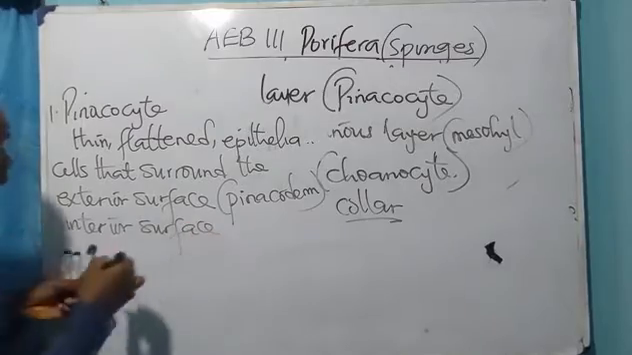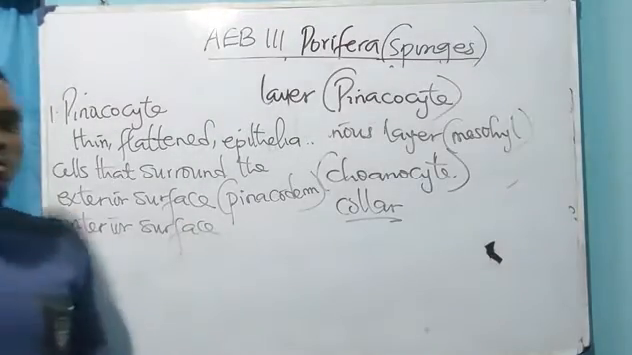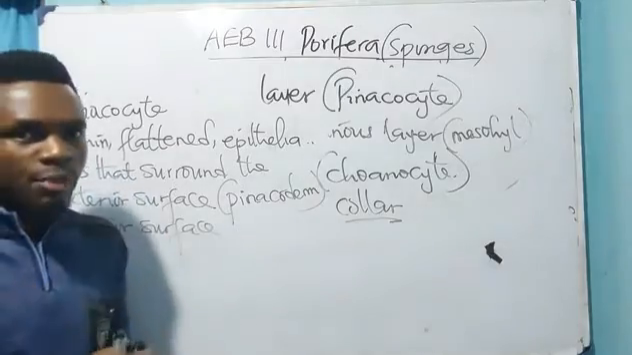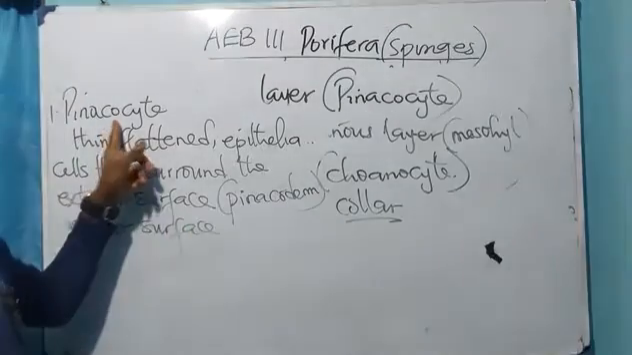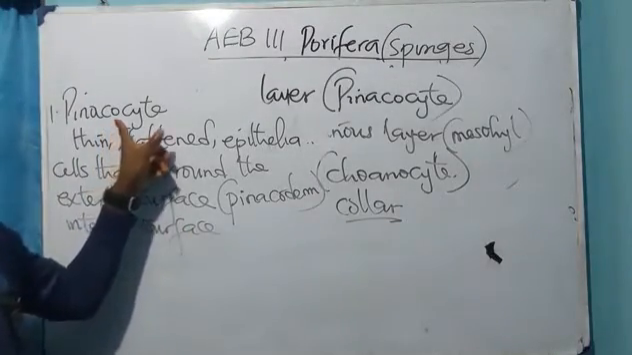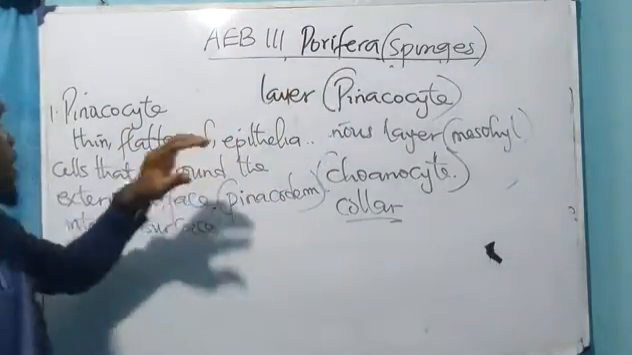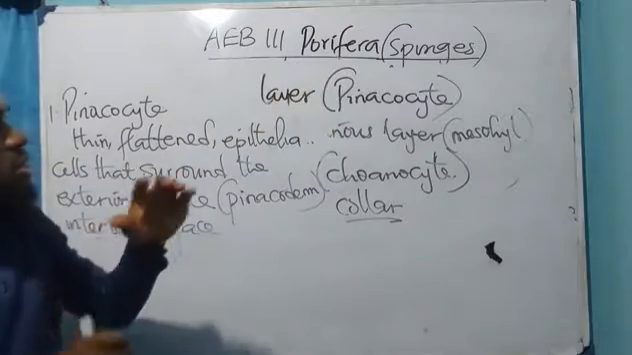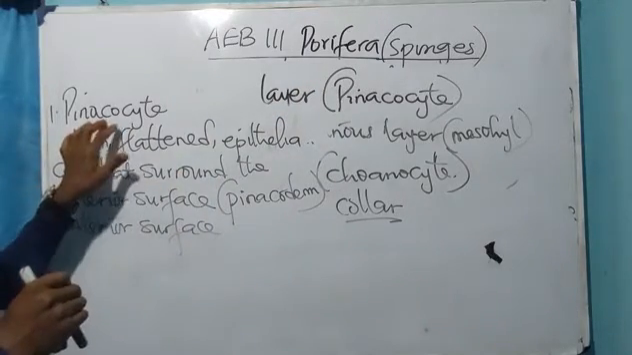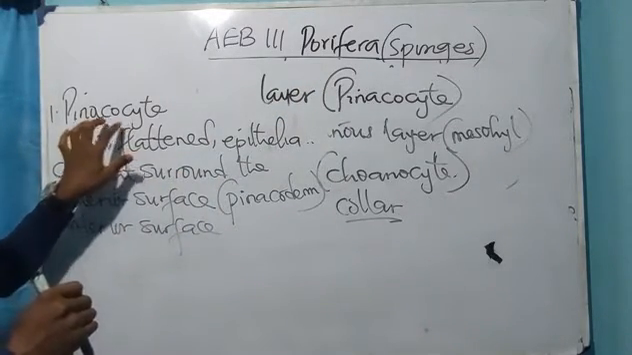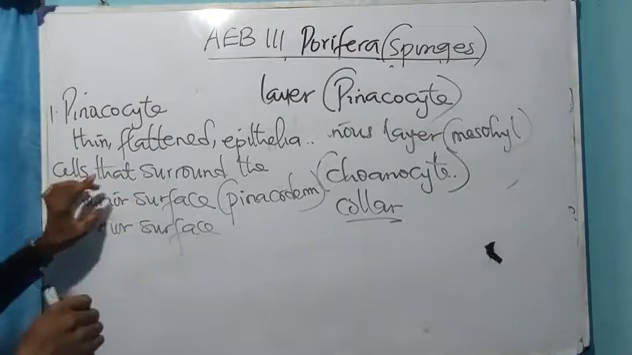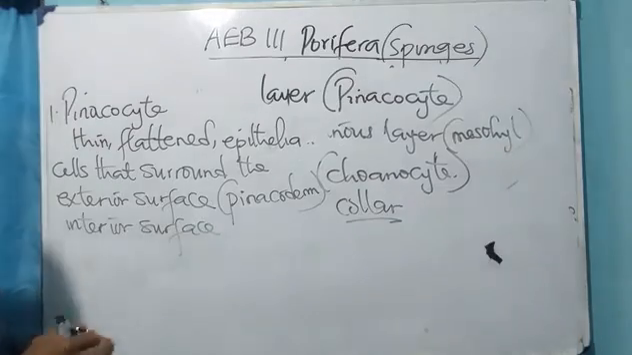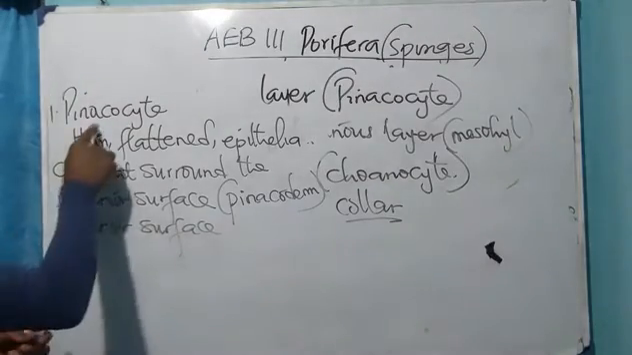Alright? In animals, the first layer of the skin is the epidermis, which means that the pinacocyte is acting as epidermis in poriferans. The outer layer of the poriferans is surrounded by pinacocytes. These pinacocytes surround the exterior surface called pinacoderm and some of the interior surface. Now take note of this.